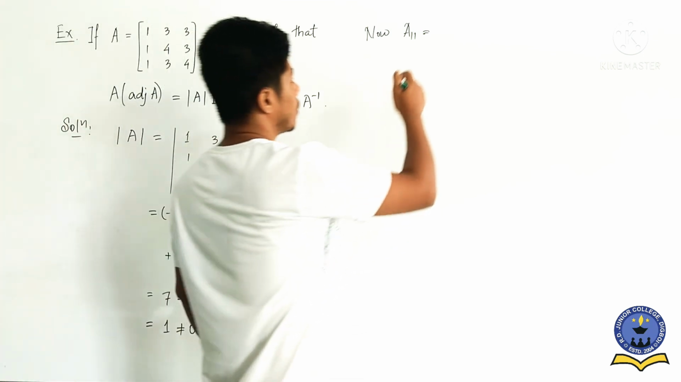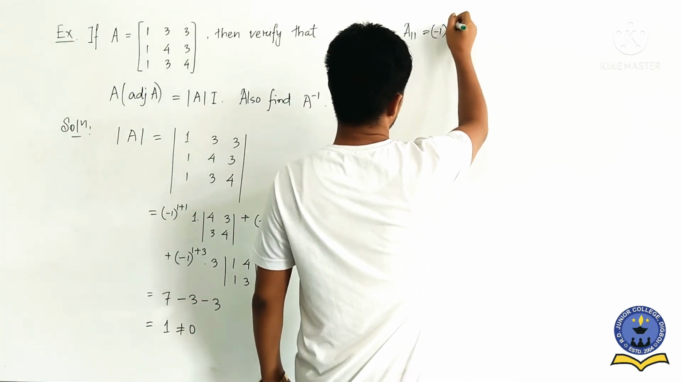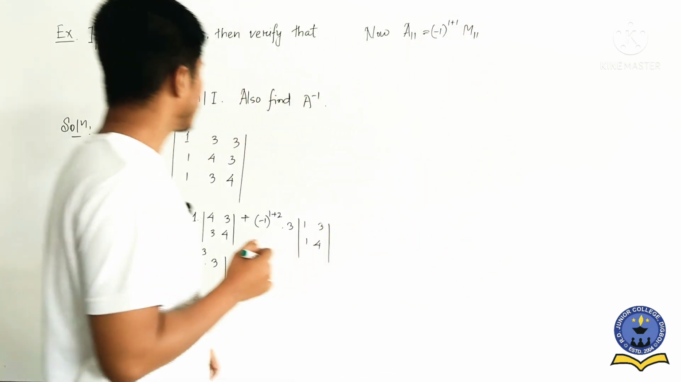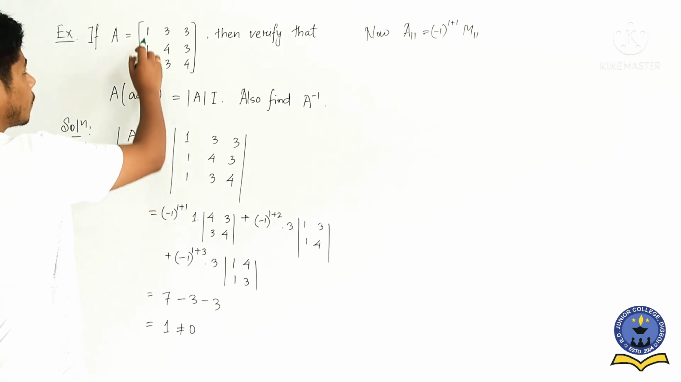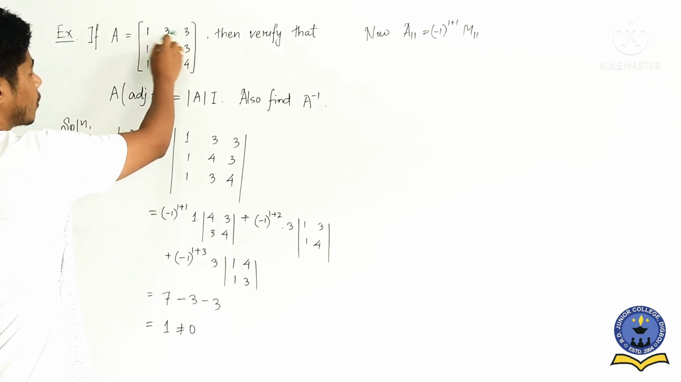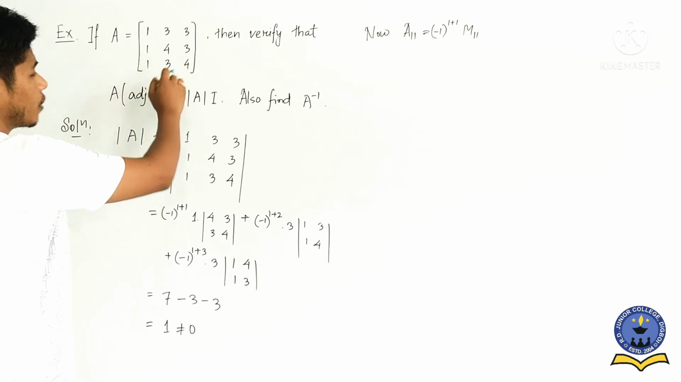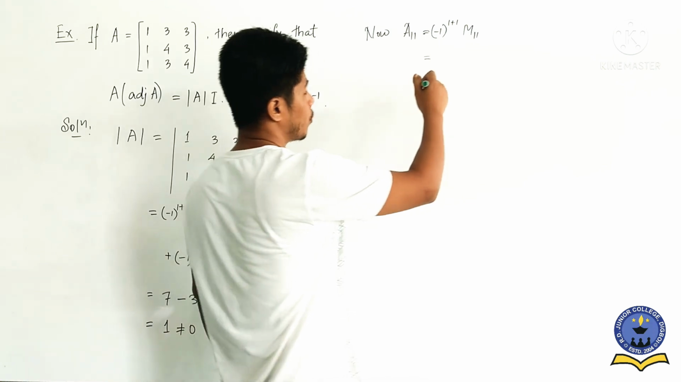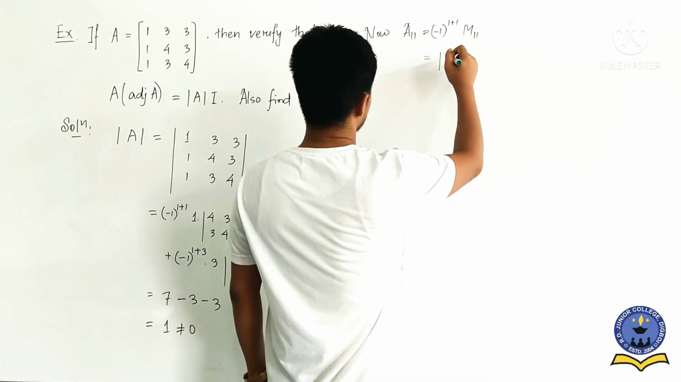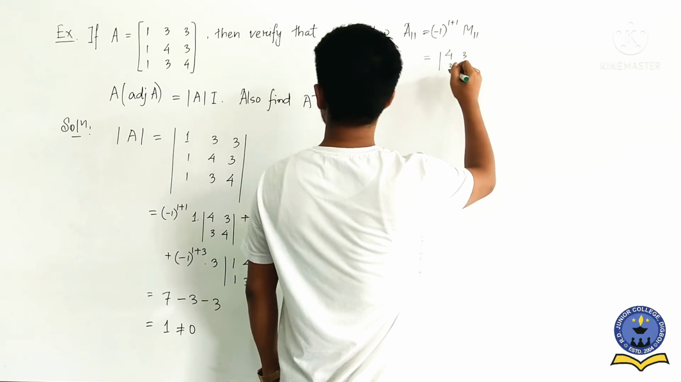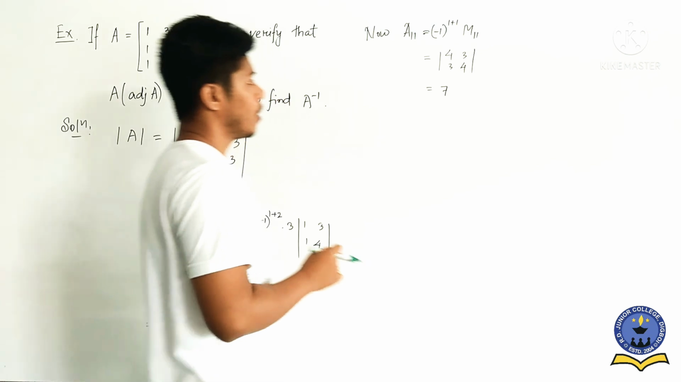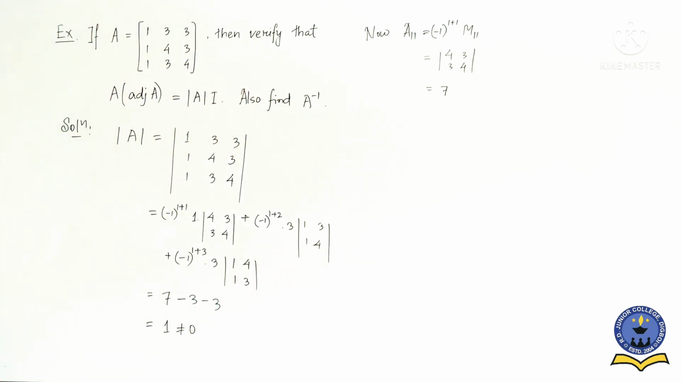What is the formula? Minus 1 to the power 1 plus 1 into M11, isn't it? M11 means the minor. For this element, if we ignore the first row and first column, the remaining elements are 4 3 3 4. Minus 1 to the power 1 plus 1 means positive, so we write the determinant 4 3 3 4, and evaluating it we get 16 minus 9, which is 7. In this way we need to evaluate the other results also.